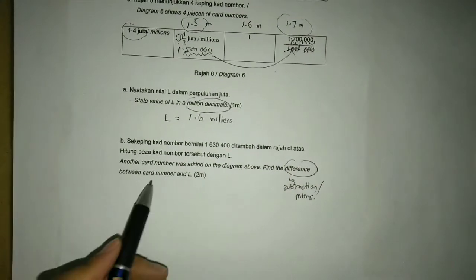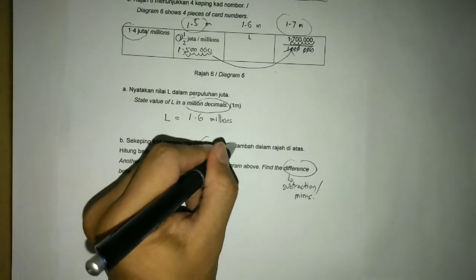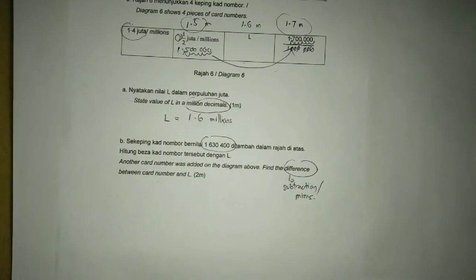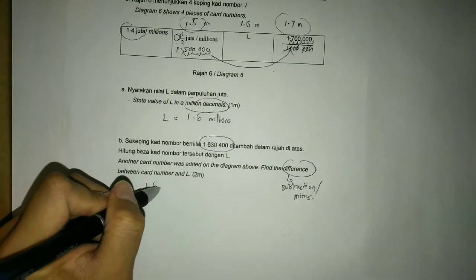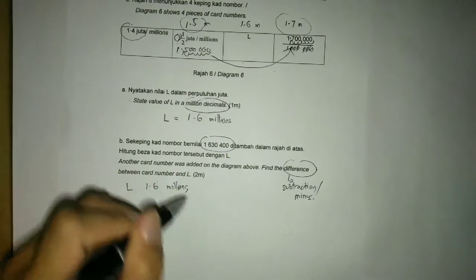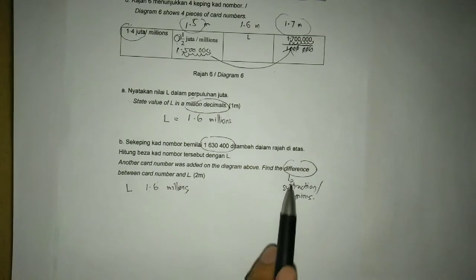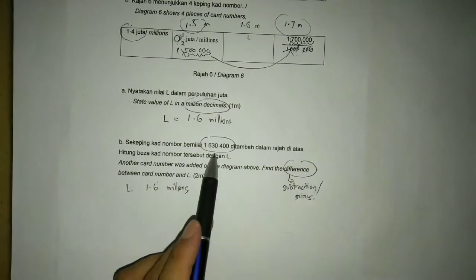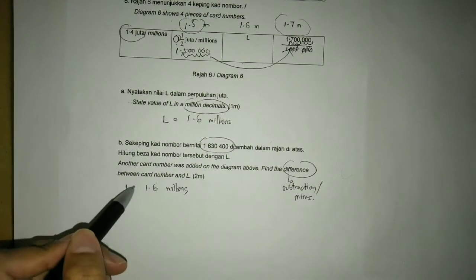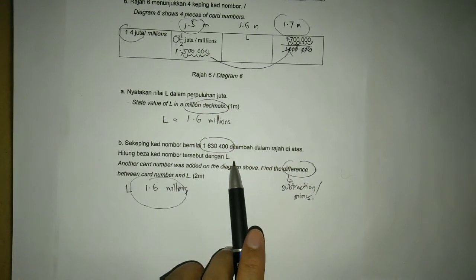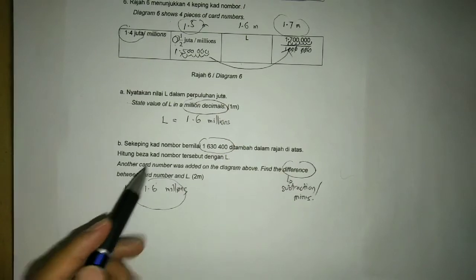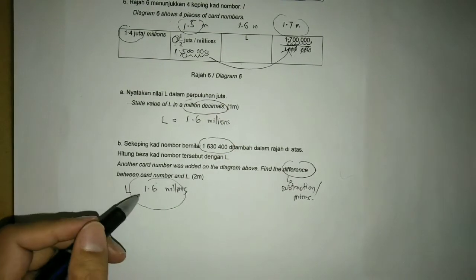Okay, now, so the difference between cut number, which is 1,630,400, with L. So L, we have L, 1.6 million. So, if you want to find the difference, we have to put the biggest number up and the smallest down. Okay, the issue here is this L is in a million decimals. Meanwhile, this is in a whole number. Okay, so what we need to do is we have to convert 1.6 million into a whole number.